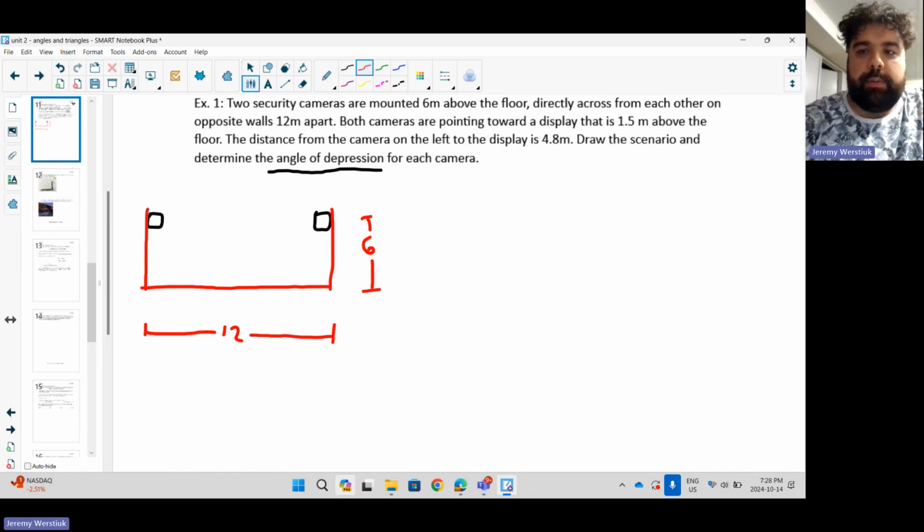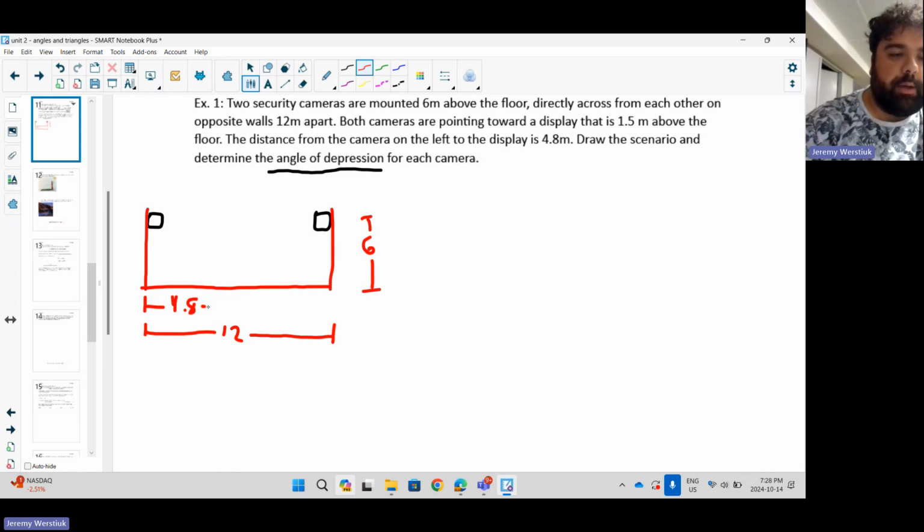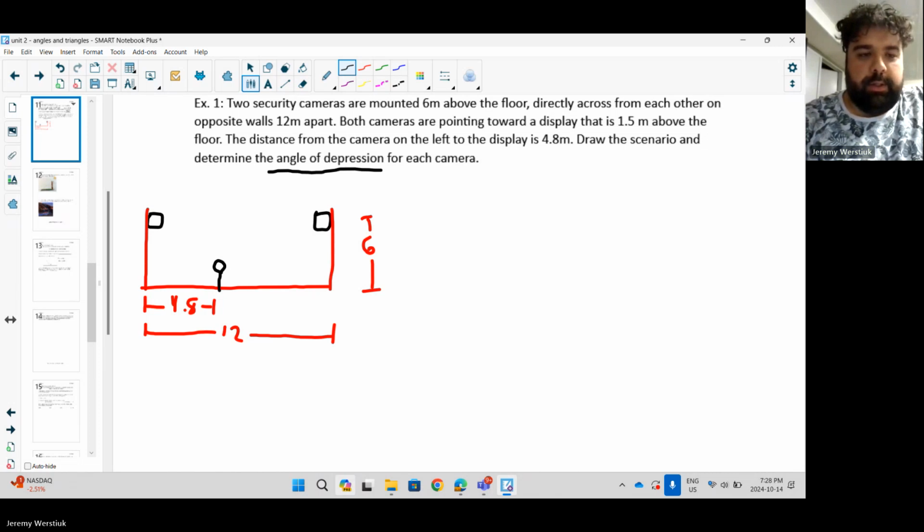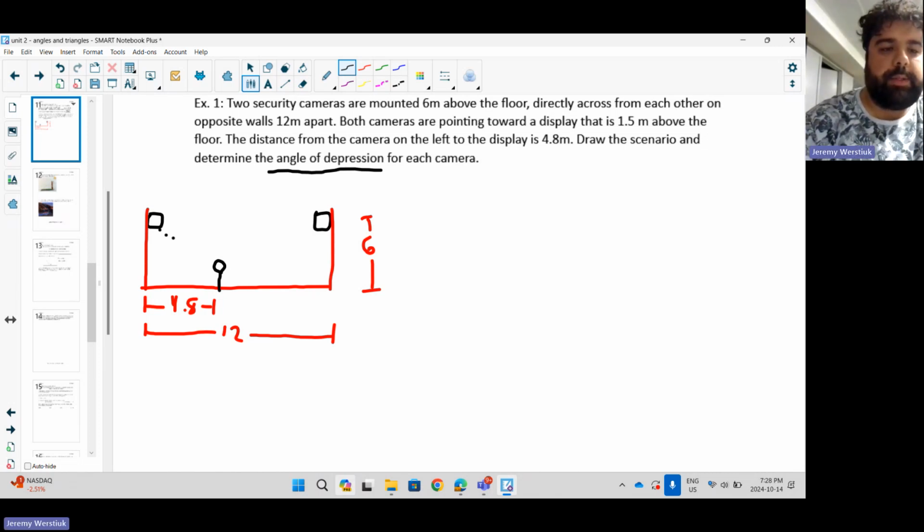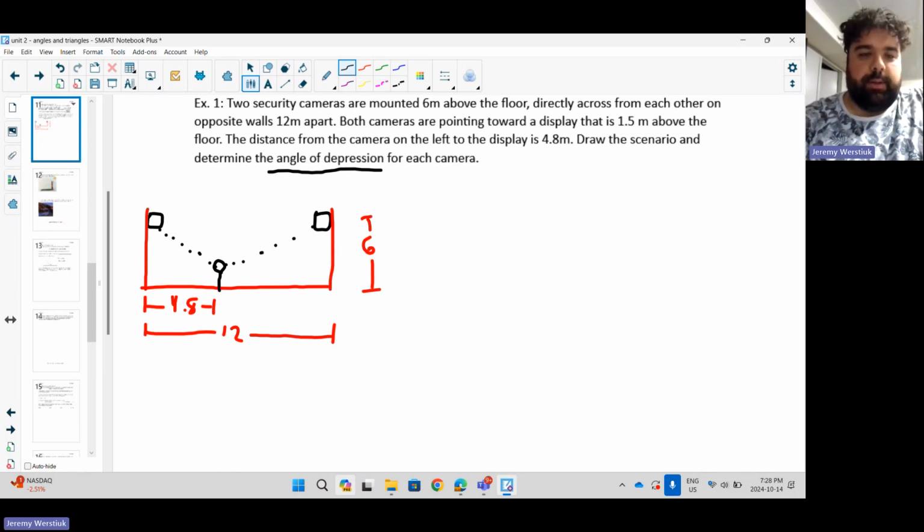And they're both pointing towards a display that's 1.5 meters above the floor, and it's 4.8. So this is where I might do some drawing here. This display is 4.8 meters away from the left side. So I'm going to go ahead and put my little display in here. Maybe I'll just make it a circle. So that's my display. Now the security cameras are looking down at that object.